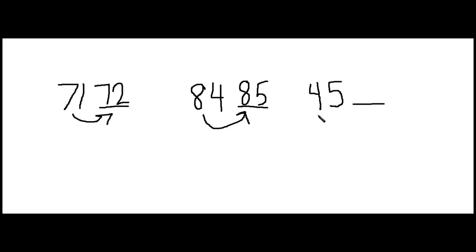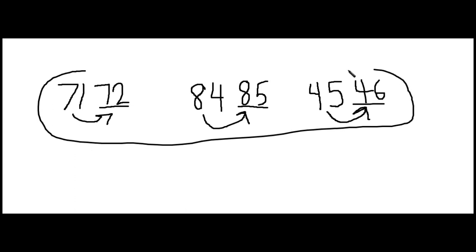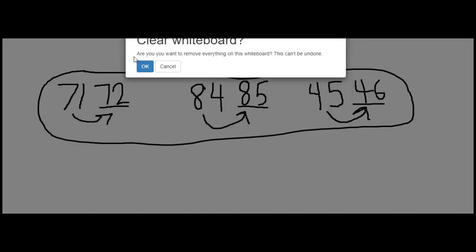Read this number. Say it out loud. 45. Nice job. The reason why we say it out loud is because it helps our brain remember. Okay? Now what number comes after 45? Let's count. 45, 46. Nice job. We're going to do this a little bit each lesson coming up because this process right here, believe it or not, is going to help us count money. So we're going to practice that skill. Go ahead and clear your board.